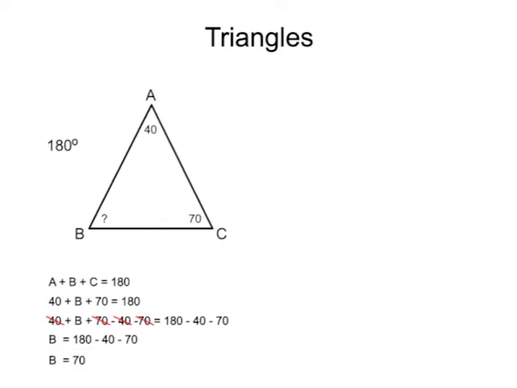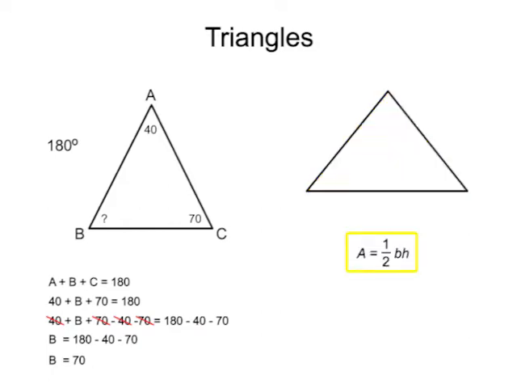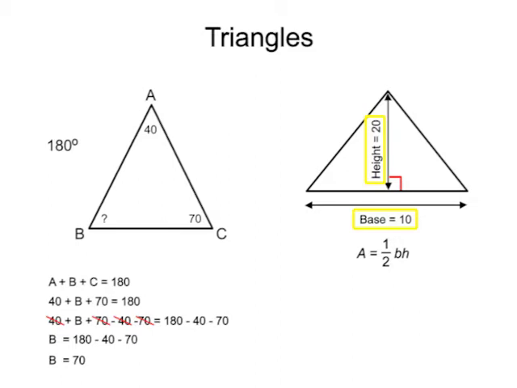Another unique characteristic is that the area of a triangle can be calculated by multiplying 1/2 times the base times the height. The base of the triangle can be any one of the three sides, usually drawn at the bottom. The height of the triangle is the length perpendicular to the base. If the base and height are known, the area can be calculated.